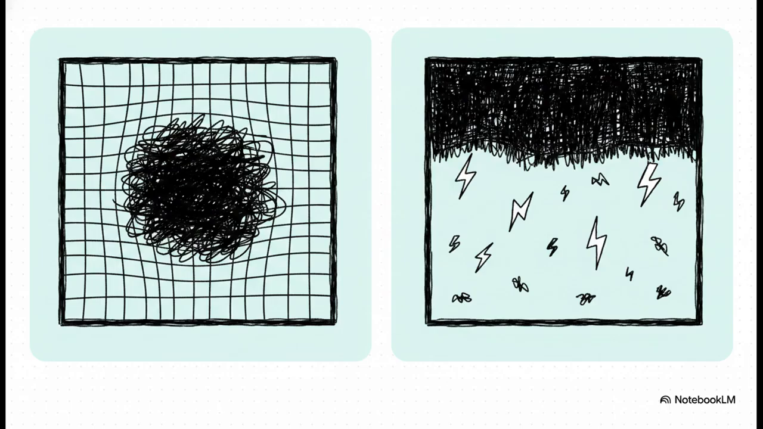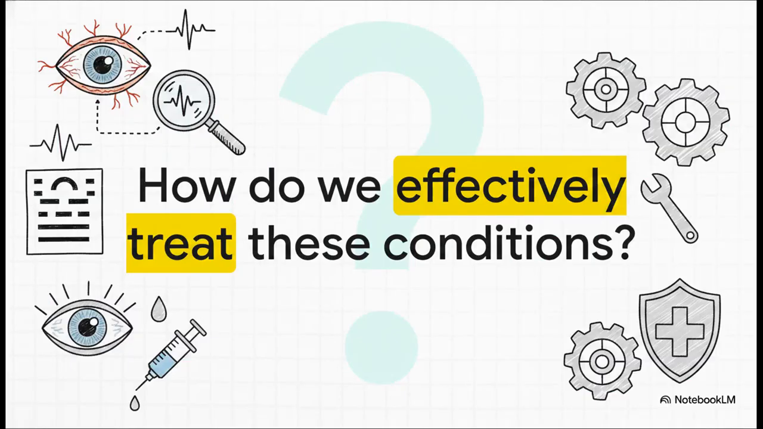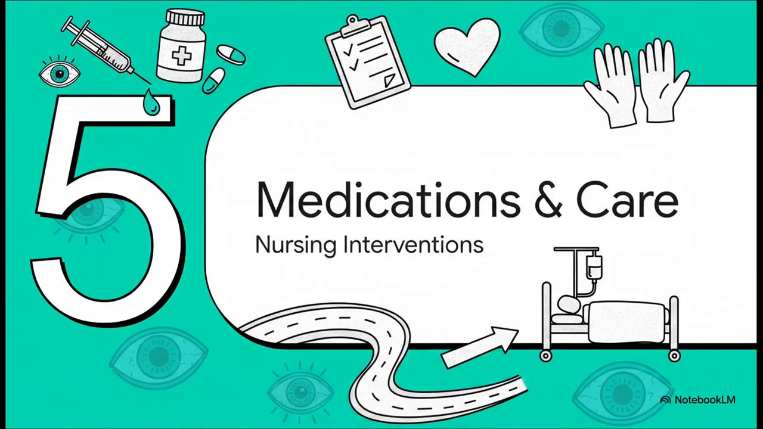This is an absolute emergency. The classic signs? Sudden flashes of light, a massive swarm of floaters, and this terrifying sensation of a literal dark curtain dropping right over their field of view. So we've gone through the hardware, the diagnostic tests, and the major clinical glitches. We know exactly what can go wrong. But how do we actually fix it and care for the patient? Let's bring it home with Section 5, Medications and Nursing Care.